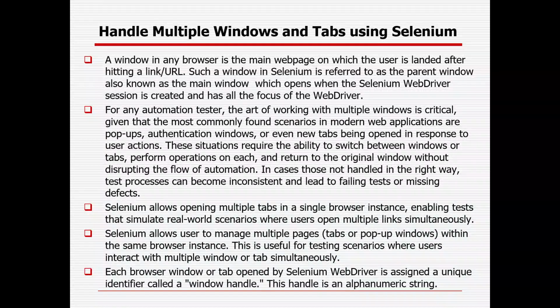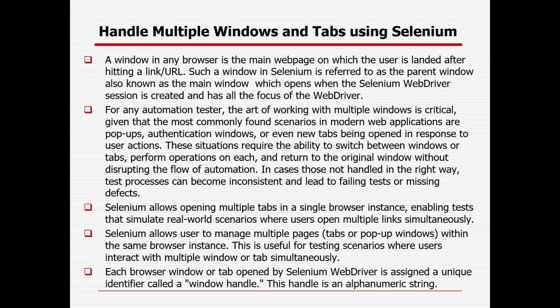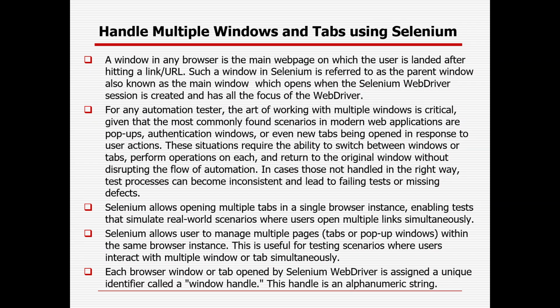For any automation tester, the art of working with multiple windows is very critical, given that the most commonly found scenarios in modern web applications are pop-ups, authentication windows, or even a new tab being opened in response to user actions. This situation requires the ability to switch between windows or tabs, perform operations on each window or tab, and return to the original window without disrupting the flow of automation.